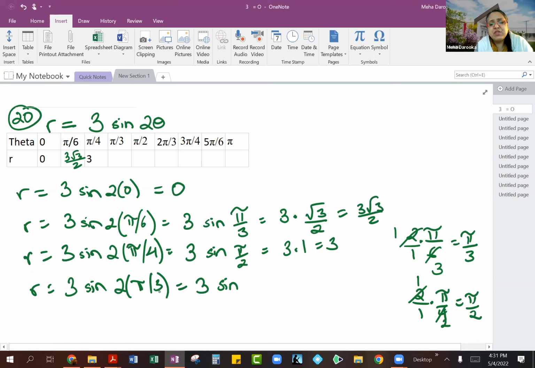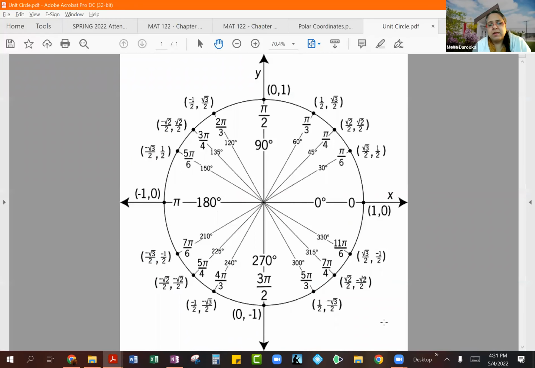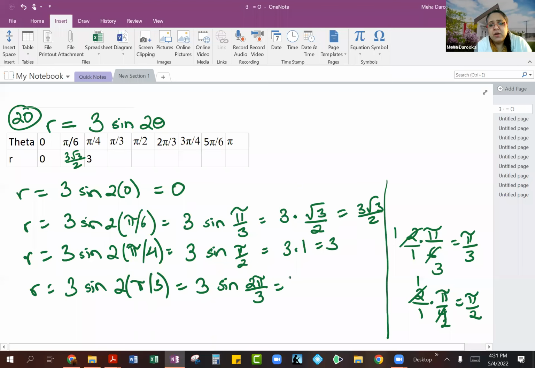So since you have a denominator of 3 from the pi over 3, the 2 will not cancel out. So this will end up becoming sine of 2 pi over 3. So you can see for 2 pi over 3, your sine value again is going to be square root of 3 over 2. So same thing as what you got for pi over 6. This will also be 3 square root of 3 over 2.